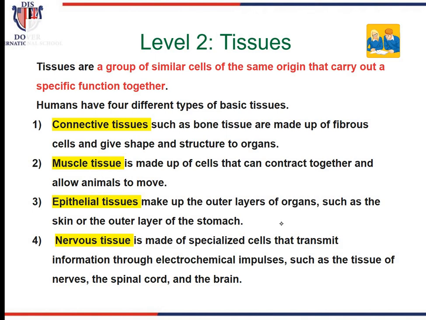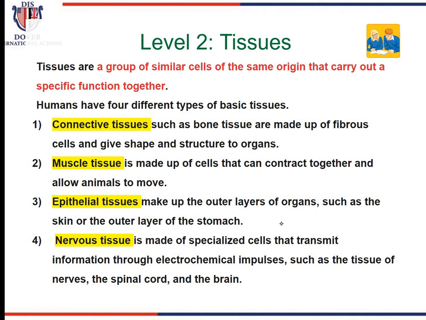We have four types of tissues. Connective tissues, such as the bone tissue, they're made up of fibrous cells and give shape and structure to the organ. Muscle tissues, their main function is movement. Epithelial tissues, they make up the outer layers of organs. They are for protection, like our skin, for example, or the outer layer of the stomach.